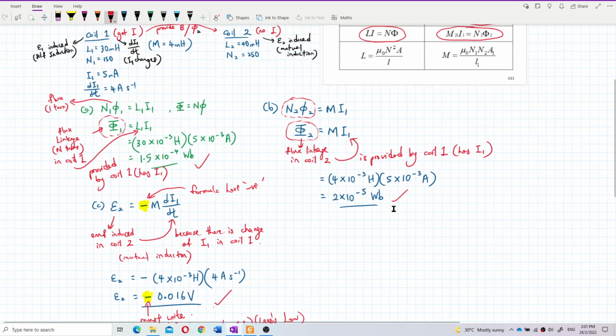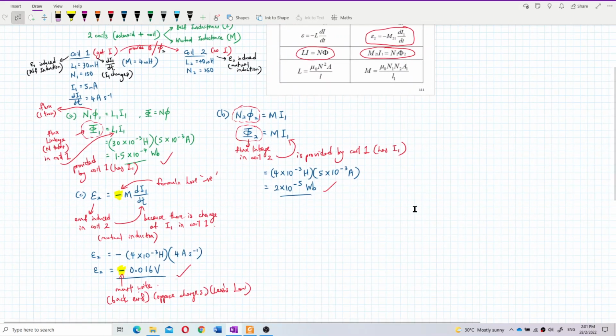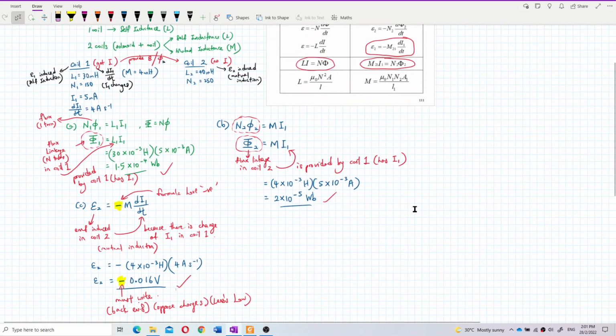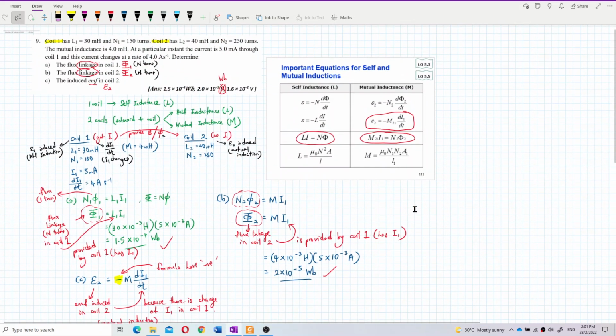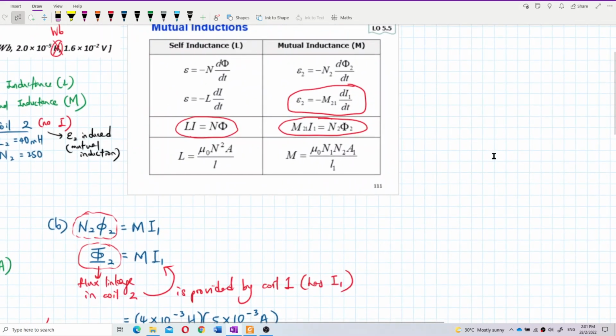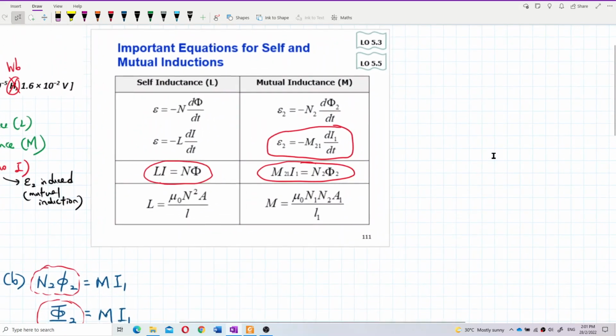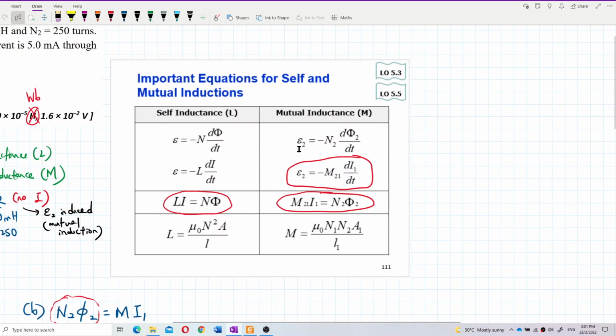Okay, so I hope you understand already. That's the answer for this question. This formula is good. Remember this formula. You need to use this formula. So again, for mutual induction, I just want to let you pay a little bit of attention.